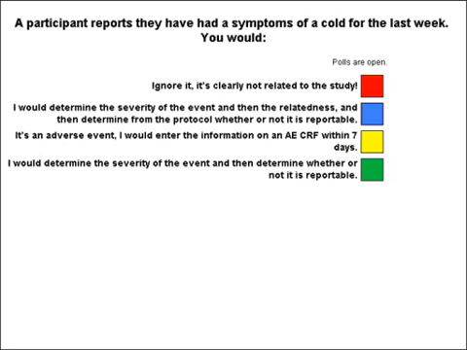Okay. So 58% of the respondents said, I would determine the severity of the event and then the relatedness, and then determine from the protocol whether or not it is reportable. 38% said it's an adverse event, so I would enter the information on an AE CRF within 7 days. It is an adverse event, and you can enter the information on an AE CRF within 7 days in many cases, but not always.